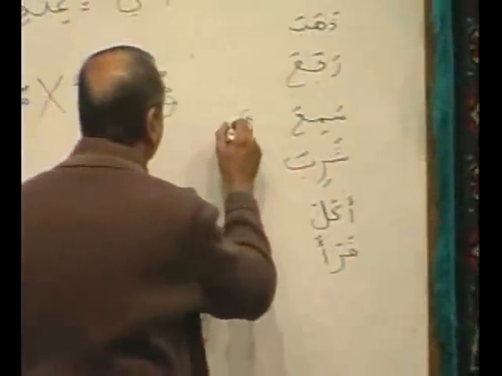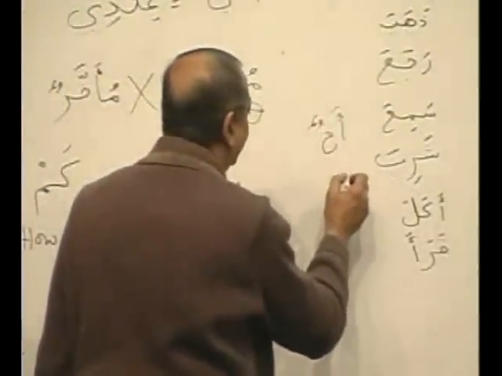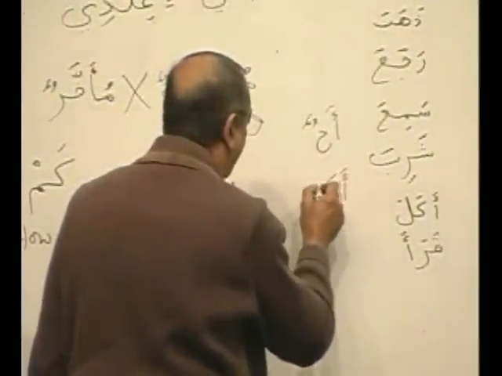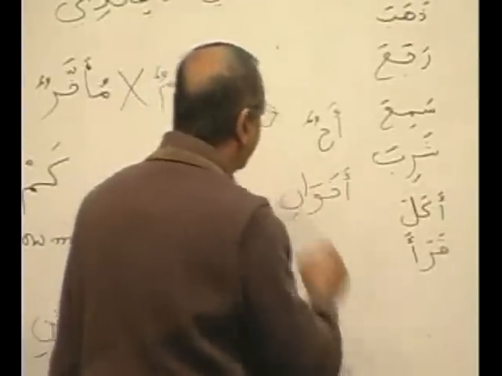Kam akhan laki ya Suad? Kam akhan laki ya Suad? What will be the answer? Li akhawani. Now we have to check the spelling, brother. See, akhun, the dual is akhawani. Okay, the dual is akhawani. Akhawani.